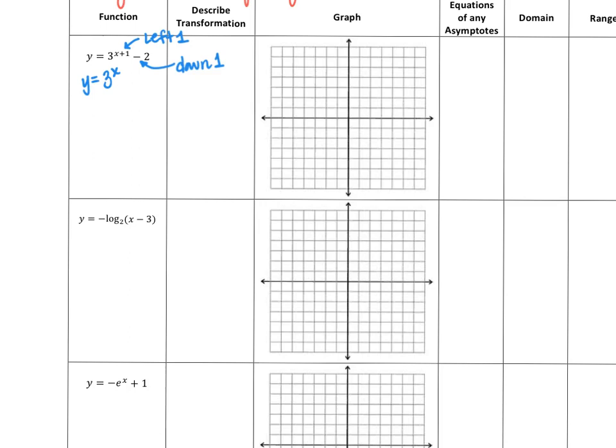For the next one, I see a negative in the front of our function. So remember that a negative in the front of our function is going to change all of our outputs of our parent function to their opposites. So that's going to cause us to have a reflection over the x-axis. And then inside this function, right next to x, we have that -3. So it's going to be affecting all of our x values, and it's actually going to shift us to the right 3 spaces. And our parent function for all of this is log base 2 of x.